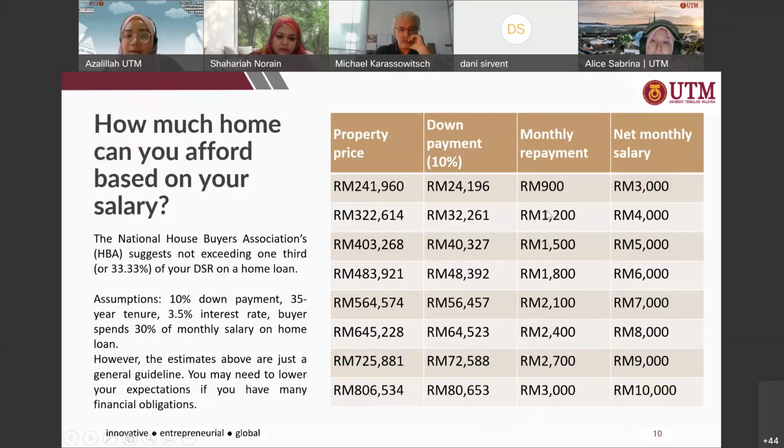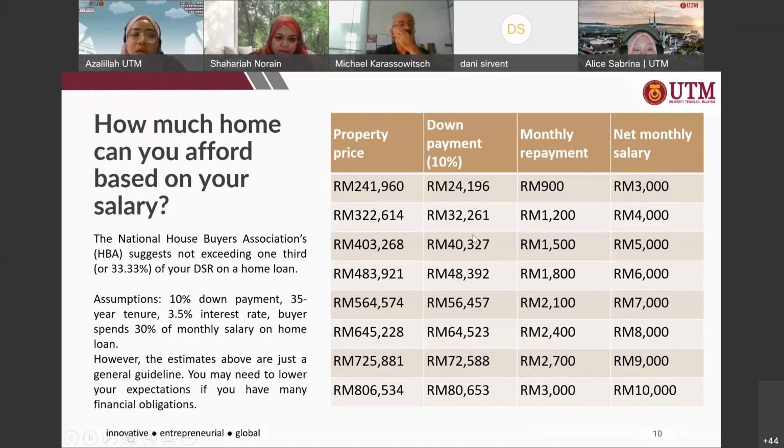Here is some of the Malaysian practice. When you want to buy a house, the National House Buyers Association suggests that your home loan DSR must not exceed one-third, meaning 33%. The assumption is a 10% down payment and 35 years tenure. This is for a young buyer with a 3.5% interest rate, spending 30% of monthly salary on the home loan. However, the estimation is just a general guideline, so it also depends on your financial obligations.